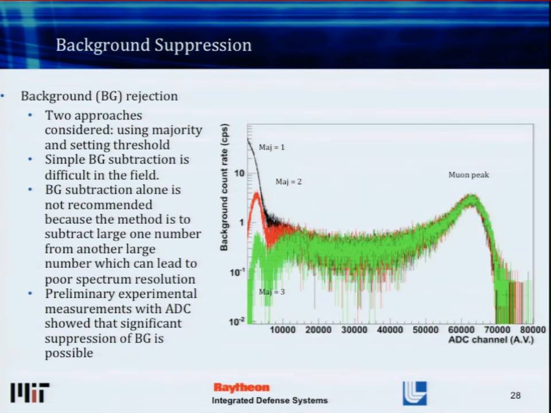So this is an example of spectra after we impose various conditions. Majority equals 1 means any PMT can trigger a signal in the detector, and you see there's a lot of low-level noise. When we start imposing majority equals 2 or more, the low-level noise is significantly suppressed. But how do we know that we're not losing anything from the spectrum? We monitor the spectrum by looking at the muon peak. Muons deposit so much energy in a detector that they light up all 6 tubes every time a muon passes through, especially in the vertical direction. So by looking at the muon peak, we know that it is really background suppression of the low energy stuff.